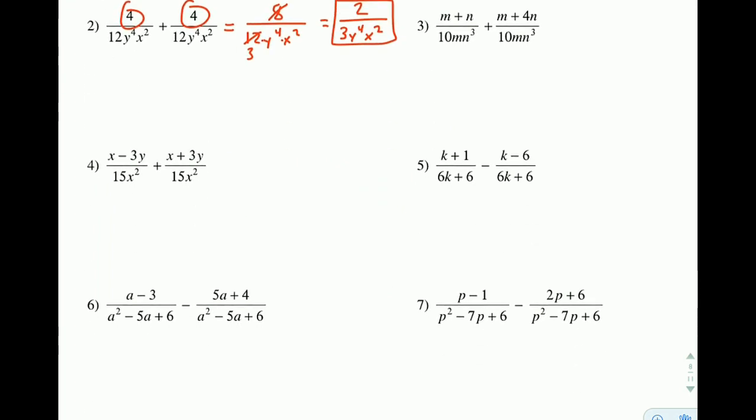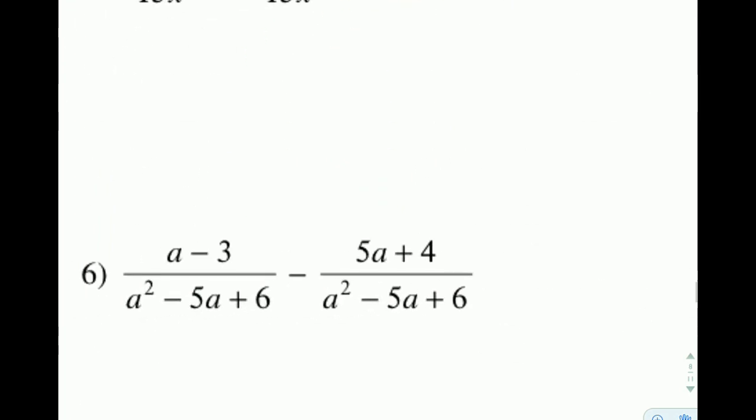I'm going to jump down to number 6, a subtraction problem that looks a little bit more complicated. We know that subtraction is the same as addition. When you have a fraction and it's negative, you can choose to put the negative sign on top, on bottom, or kind of in the middle. Right now, all of these have the negative sign essentially in the middle.